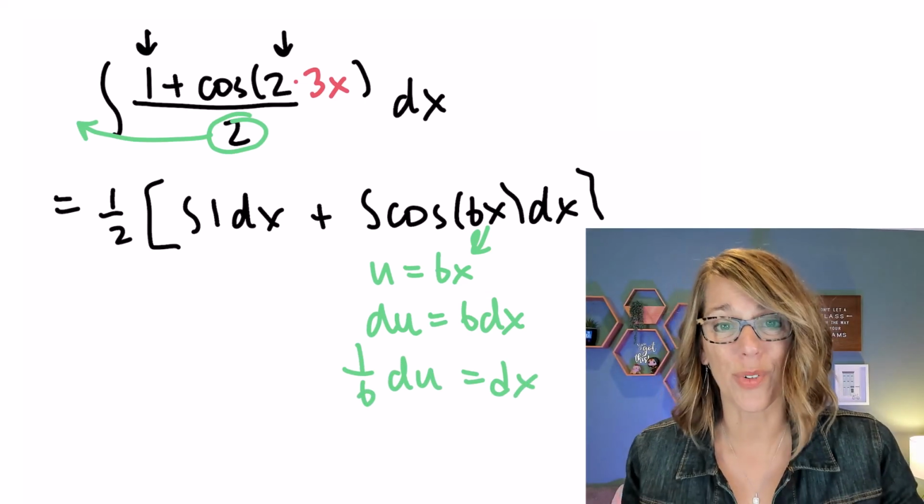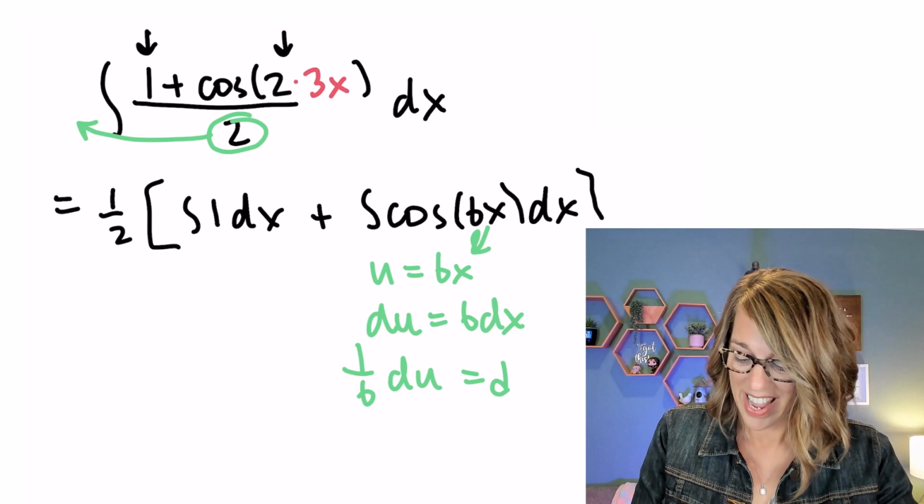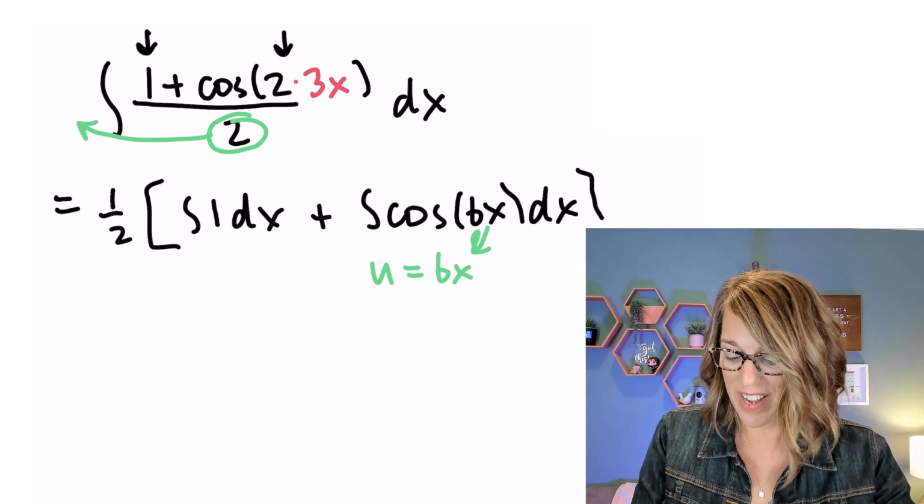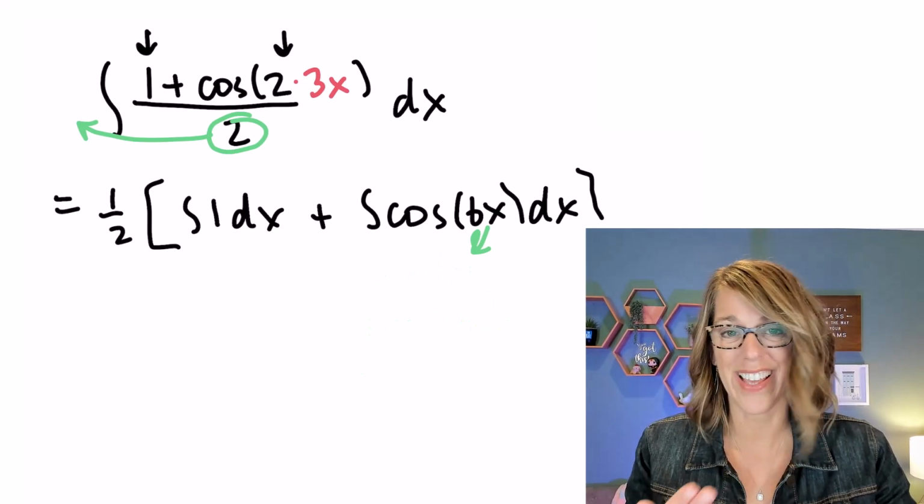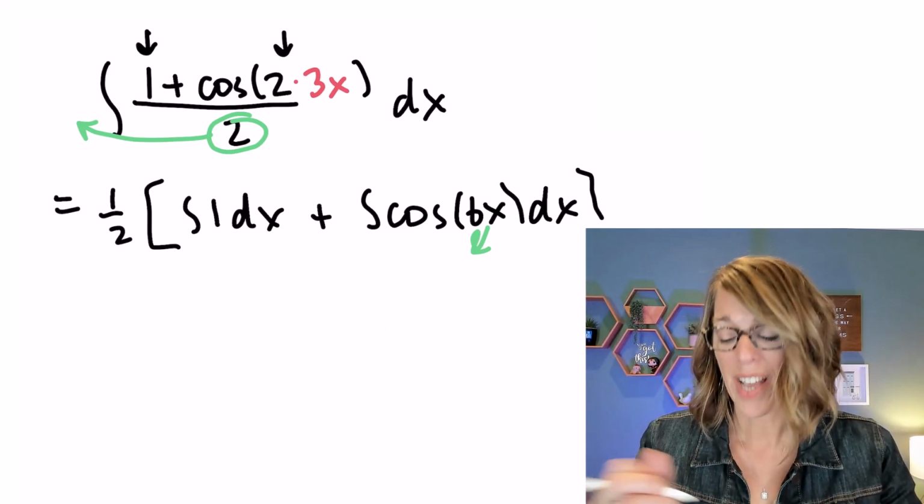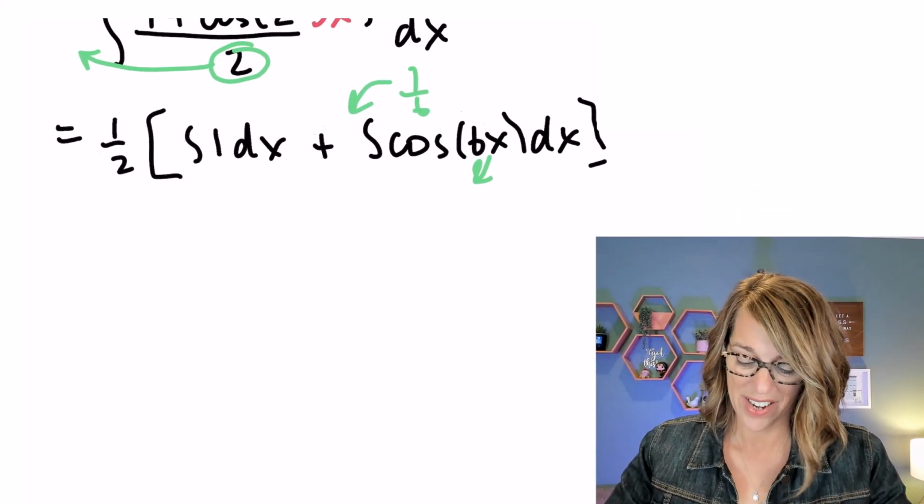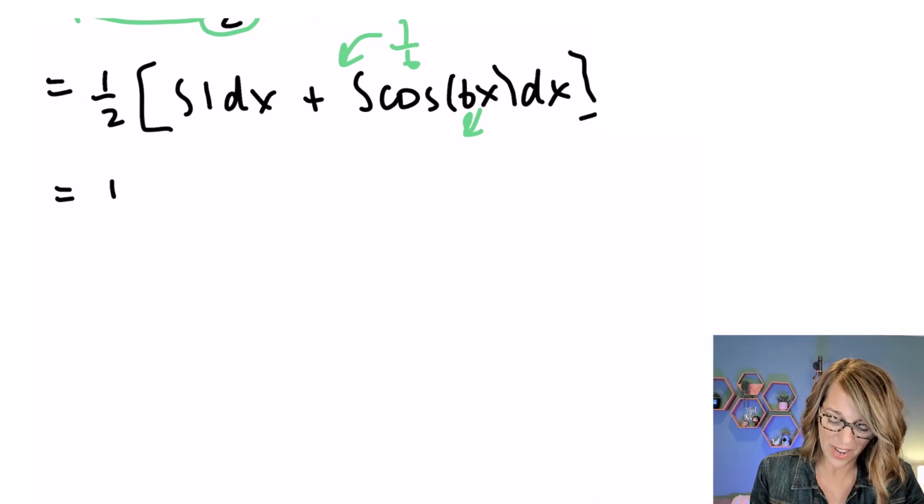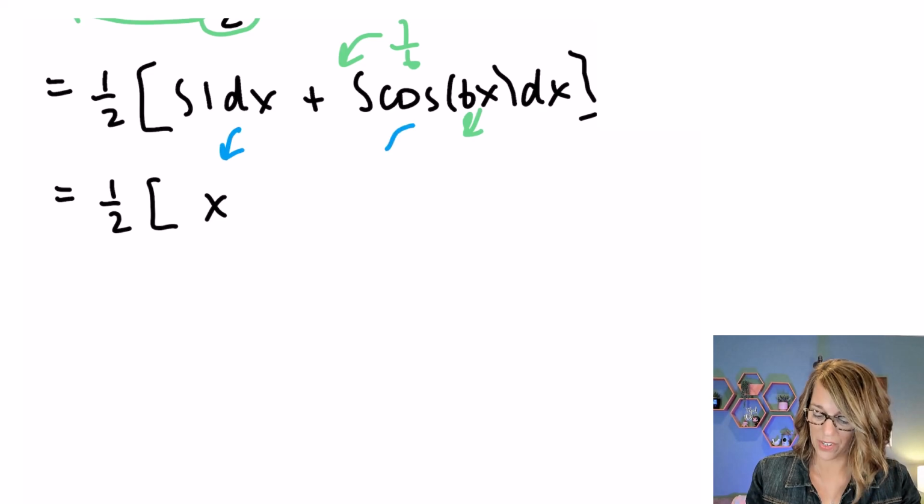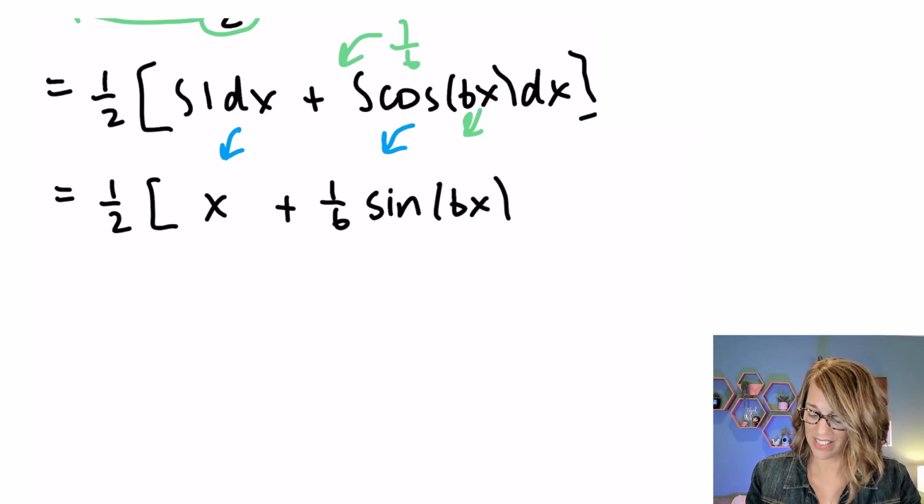But I can also use a shortcut, which I really want to do instead. And this shortcut just tells me that if I've got a constant multiplier, I've just got that nice x on the inside times 6, I'm going to end up with a 1/6 on the outside. Okay, so using that shortcut, leaving the 1/2 on the outside, the integral of 1 dx is just x. And then I've got my integral of cosine 6x. That's going to be plus 1/6 sine of 6x. And I've got a plus c here because this is indefinite.